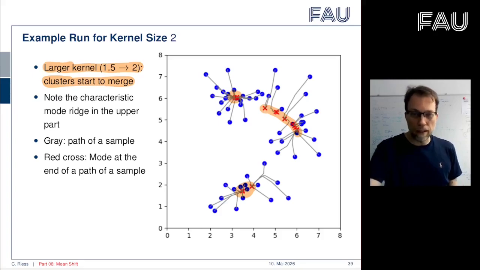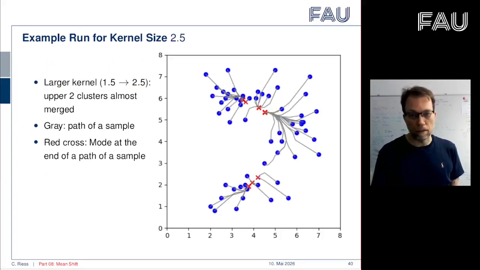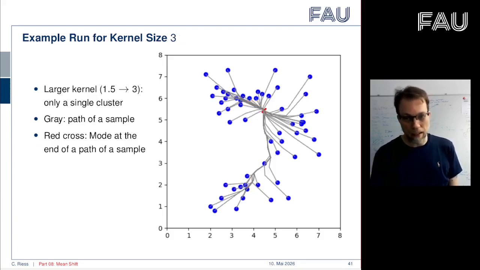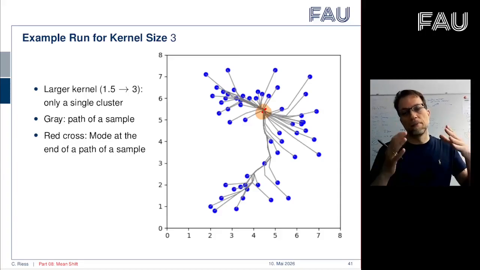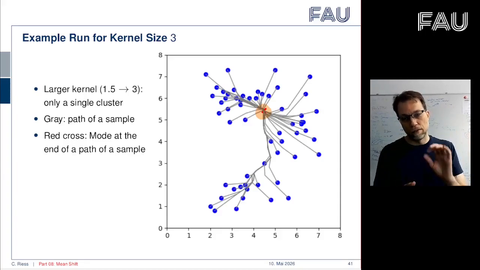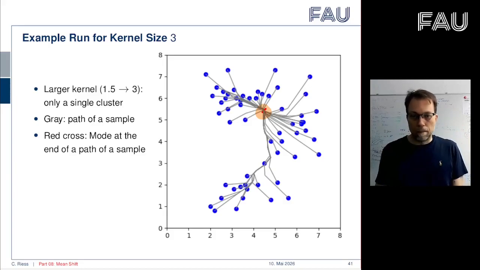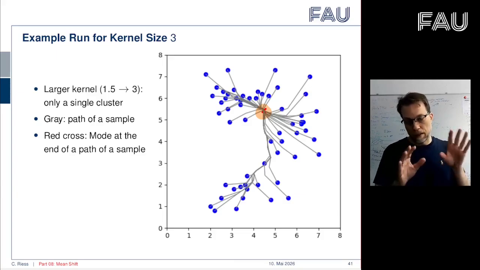And if we further increase the kernel size to 2.5, what we see then is that this is converging to a single cluster here. And here we have a second cluster down there. Just out of curiosity, if we further crank up the kernel size to 3, then everything meets in one cluster, which kind of makes sense. So the kernel size is our, let's say, setting for the granularity with which we want to look at the data, to subdivide the data.